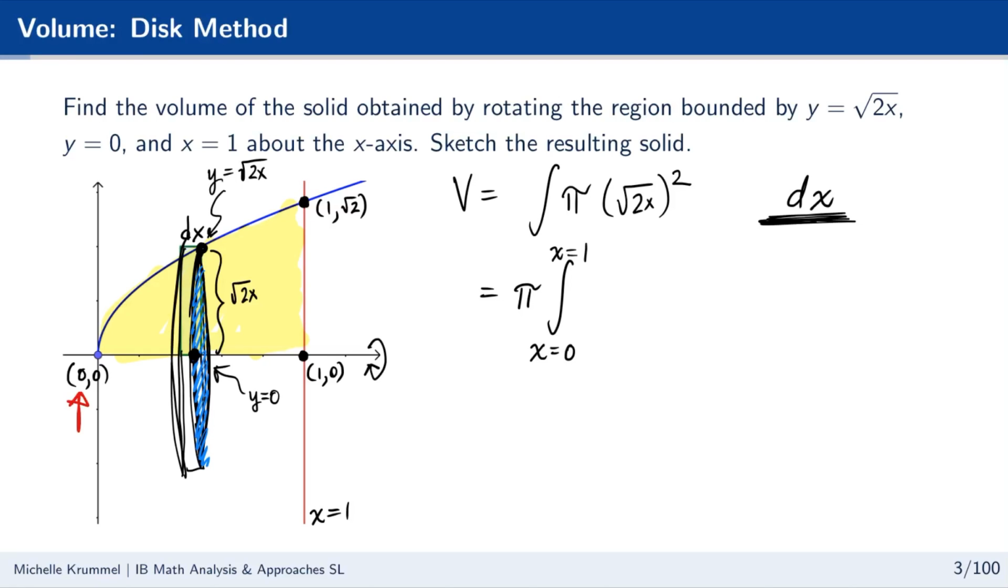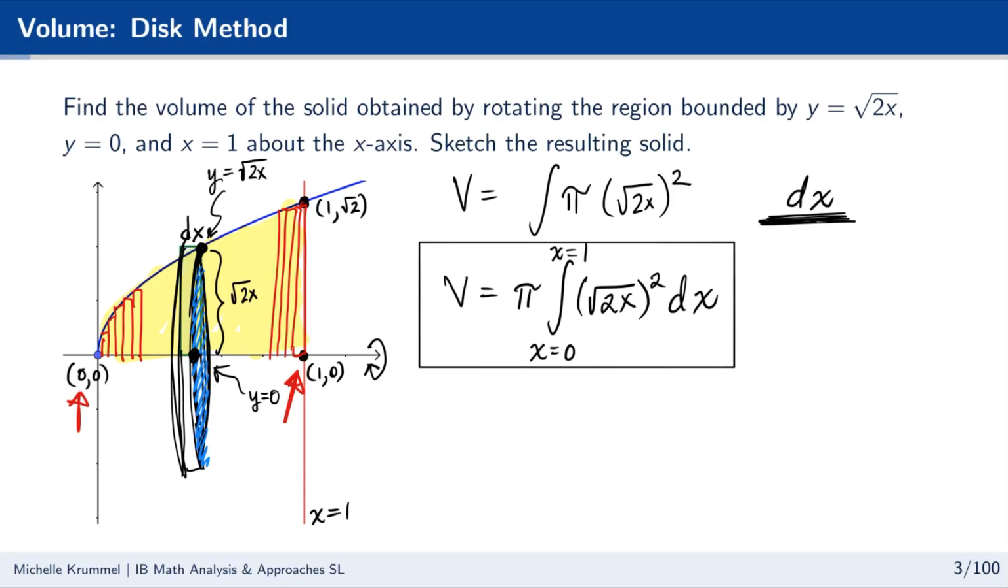Right? X equals 0. This is where, if I were to draw all my little rectangles in here, the rectangles start. Over to x equals 1. Again, if I were drawing all my rectangles, that's where the rectangles would stop, when x is equal to 1. Square root of 2x squared dx. Okay, so there is my setup.